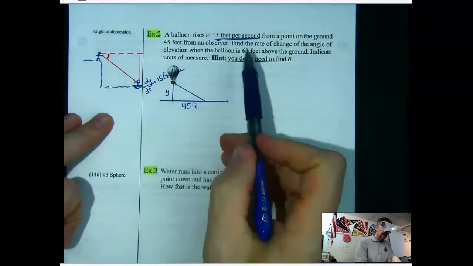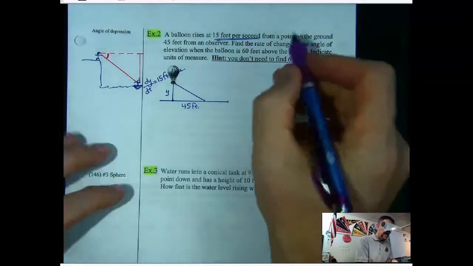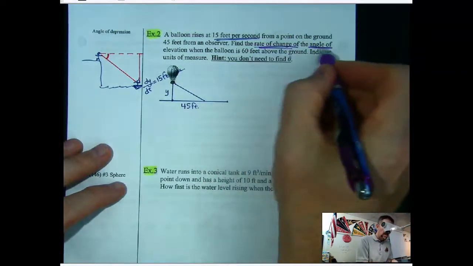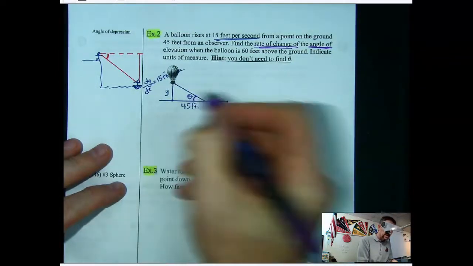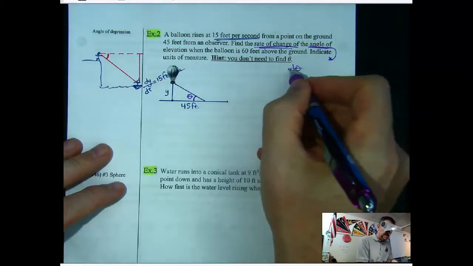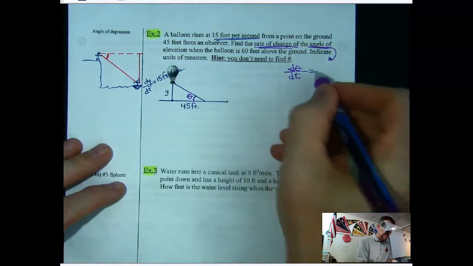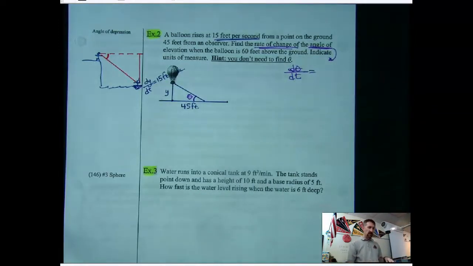Okay? Find the rate of change of the angle of elevation. So find the rate of change of the angle. So that's this angle right here. So that's going to be theta. And what we're trying to find is d theta/dt, the rate of change of the angle, when the balloon is 60 feet above the ground.